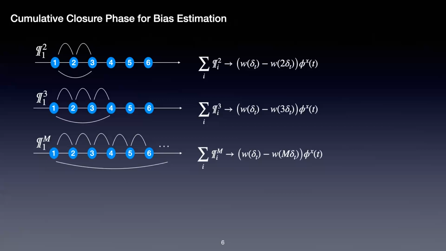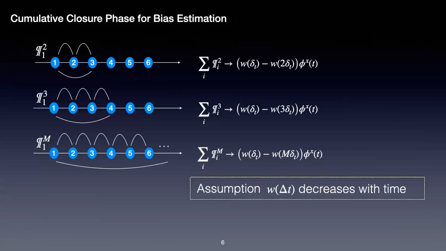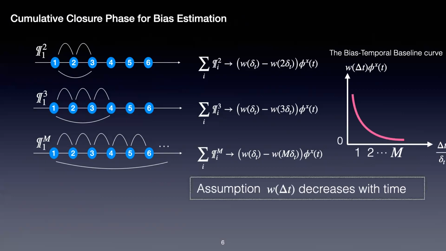Our goal is to obtain a bias temporal baseline curve. Assuming the weights decay with time, the curve may look something like this. With this curve, we can model the amount of bias in each interferogram and hence obtain a bias estimation. Assume the weights become negligible when the temporal baseline reaches m ΔT. The cumulative connection-m closure phase can therefore give us the first data point. And by subtracting the connection-m closure phase from the other closure phases, we can populate the bias temporal baseline curve.